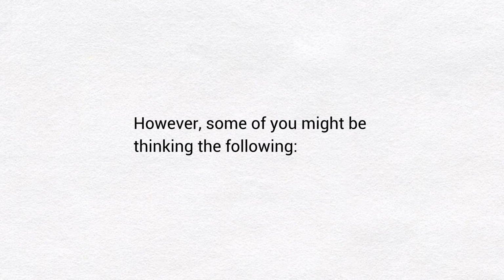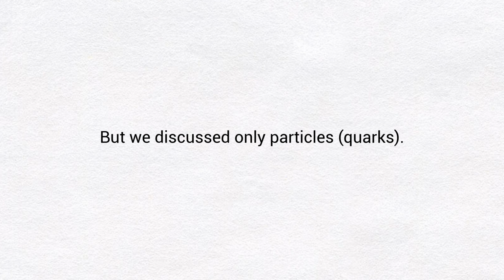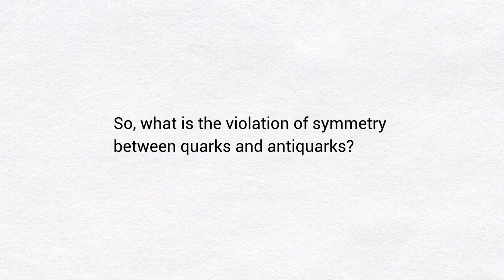However, some of you might be thinking the following. CP violation is the violation of symmetry between particles and antiparticles. But we discussed only particles, or quarks. So, what is the violation of symmetry between quarks and antiquarks? It can be explained in the following way.